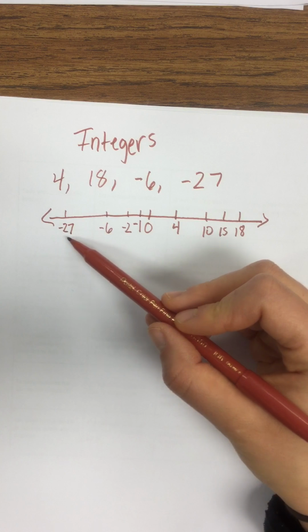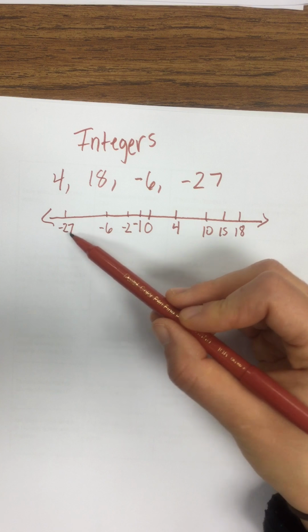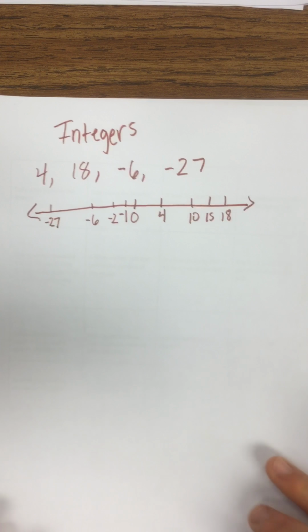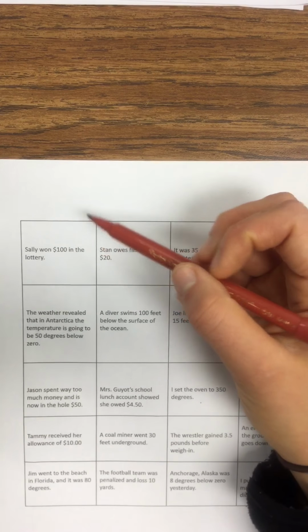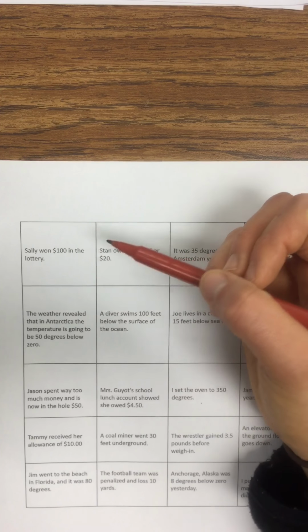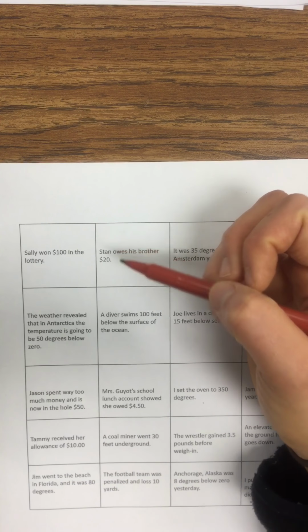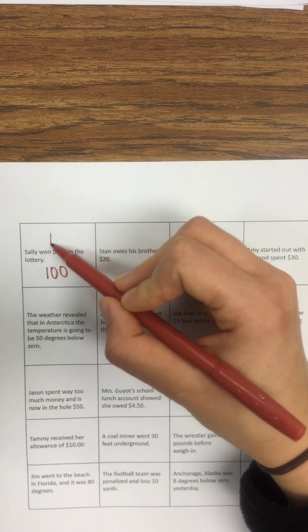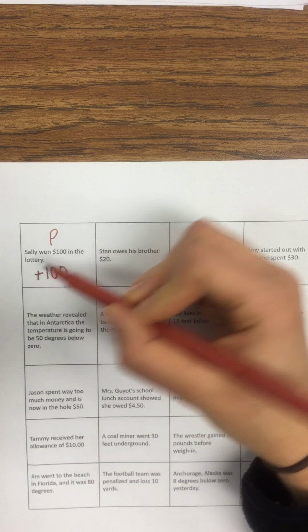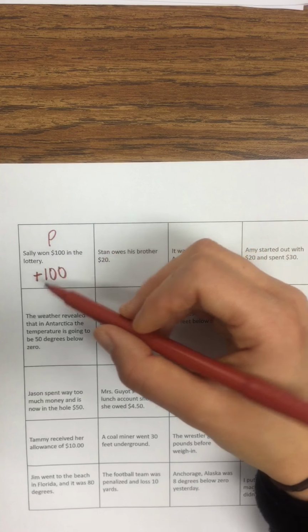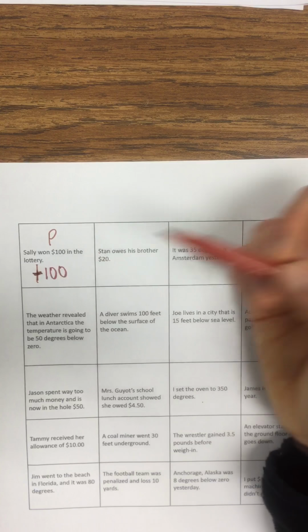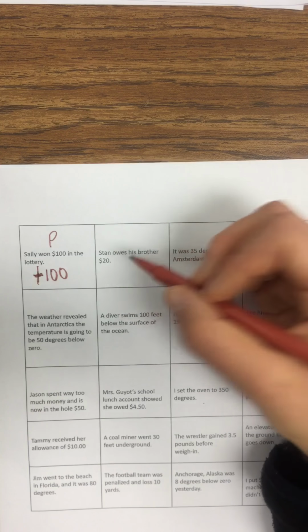When you look at the number without the positive or negative, the bigger it is in the negative world, the smaller it actually is. So we're going to look at some situations to know what kind of integer we would use for it. So Sally won $100 in the lottery. That's a positive situation, so that would be represented with the number 100. You don't necessarily need to put the plus sign in front of it because in the universal language, usually a number is positive if it doesn't have a sign in front of it.